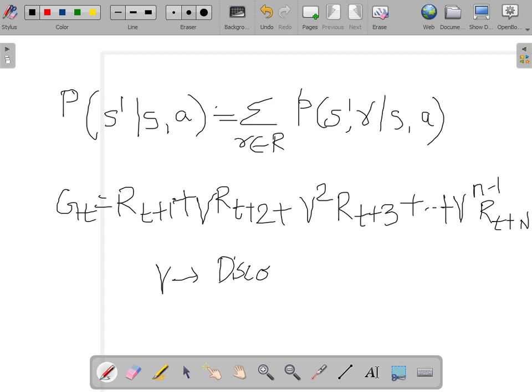What is this gamma? Discount factor. Now I'll let you know what this discount factor is. For example, if you are at time t and you are going to time t plus 1, that means you are moving to another state with time t plus 1, that is, you know, right?